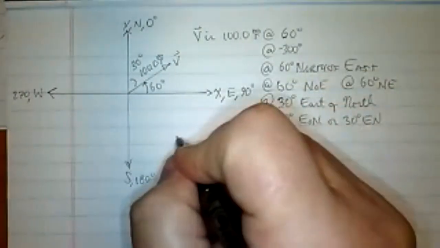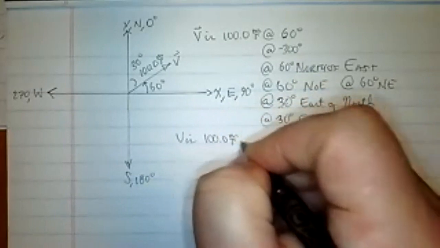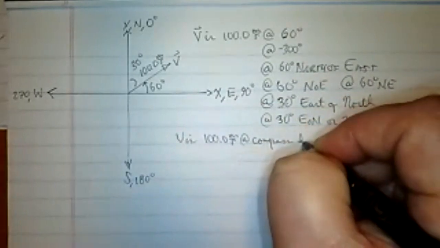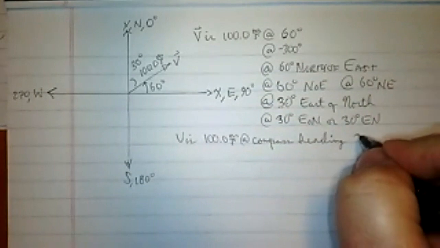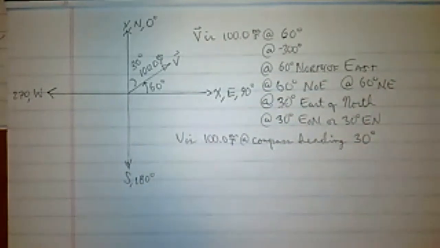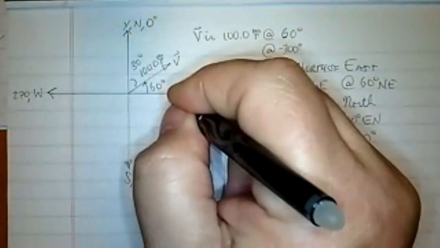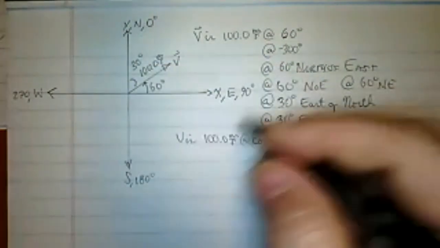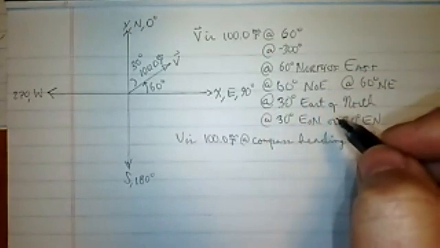So I could also say V is 100.0 meters per second at compass heading of 30 degrees. So the way the compass measures is just 0 degrees. This is 90. This is 180, 270, and you just go from there. So that's another way I could express this. Of course, now you've seen basically just about every way you could possibly specify a vector.